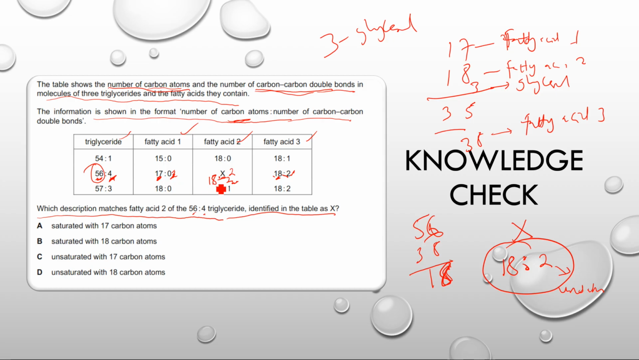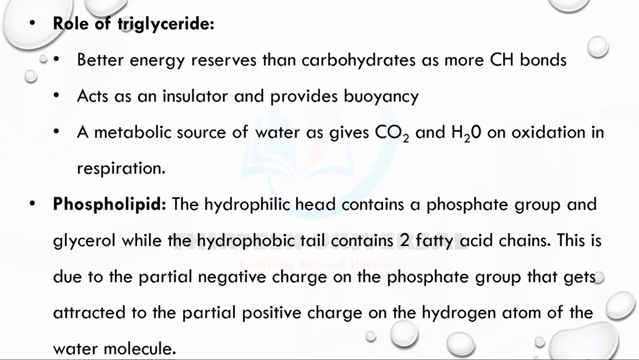17 plus 18 plus 18 plus 3 times 1, I think is 3 carbon plus 4. That gives 6. Then if it's unsaturated, it cannot be saturated because then it has a double bond. It is not 17. It is 18 unsaturated. That's the answer. So see, the role of triglyceride: they are long-term energy stores, right?